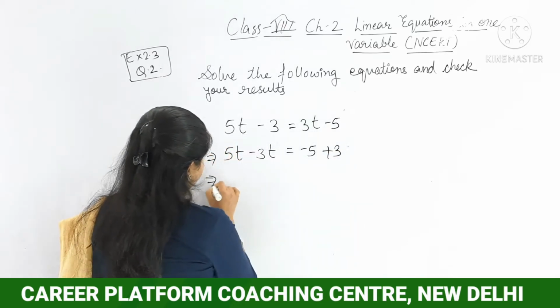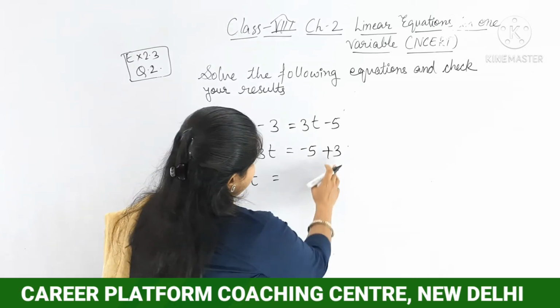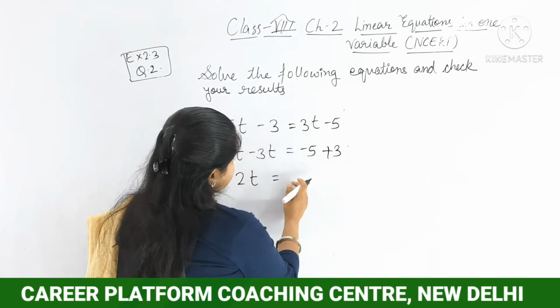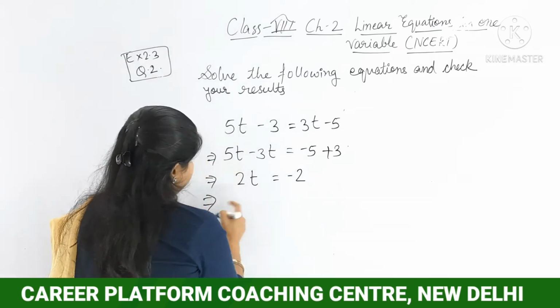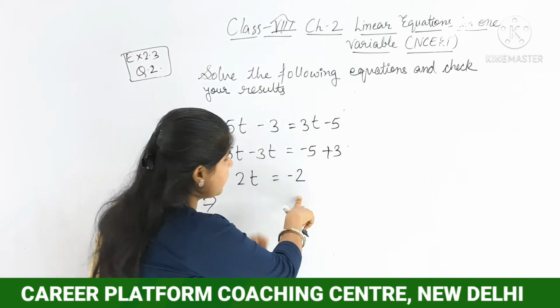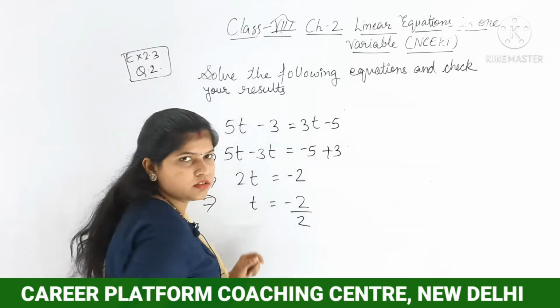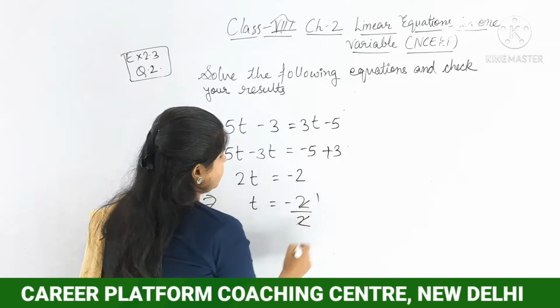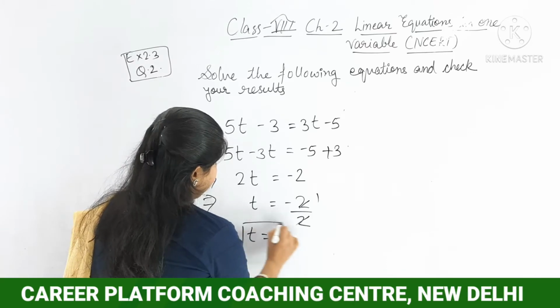5 minus 3 is 2, so 2t equal to, 5 minus 3 is 2, and here I am getting minus 2. Here it is multiplication with the variable, so after transposing, I have to divide with this. So I am cancelling here. t equal to minus 1.